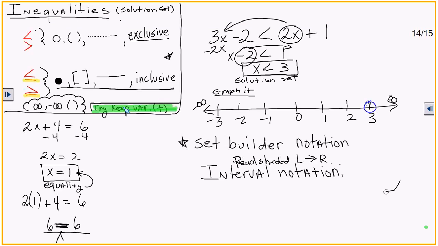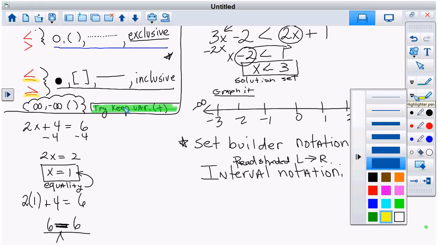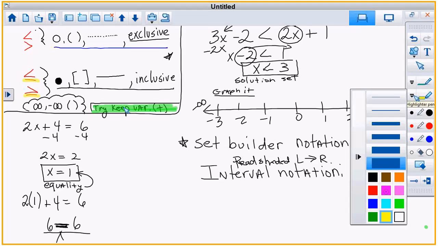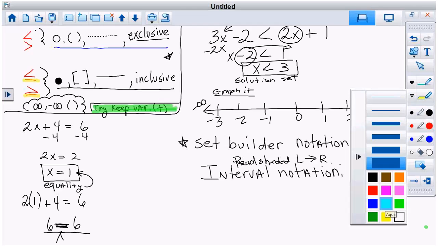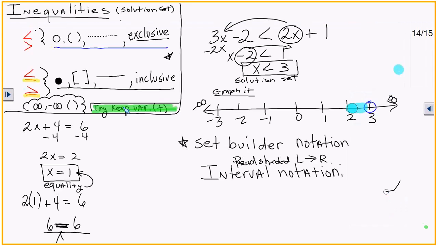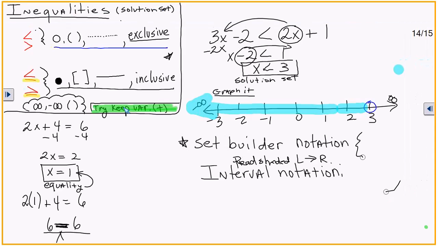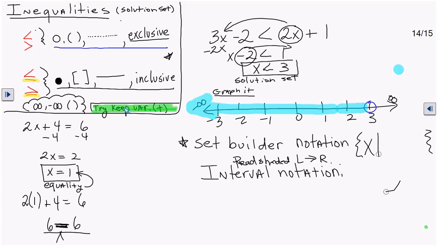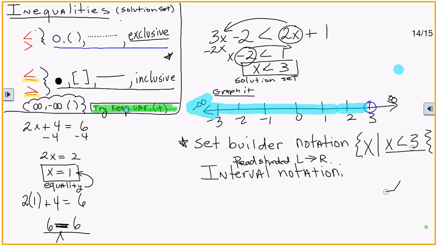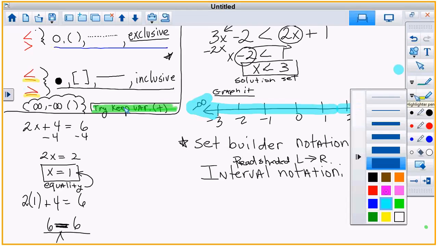Why? Because you know your index card right here. And what numbers are below 3? So I take my highlighter. What numbers are below 3? Now, set builder notation, braces. X such that, and what's my answer? X is less than 3. And that is one answer in set builder notation.